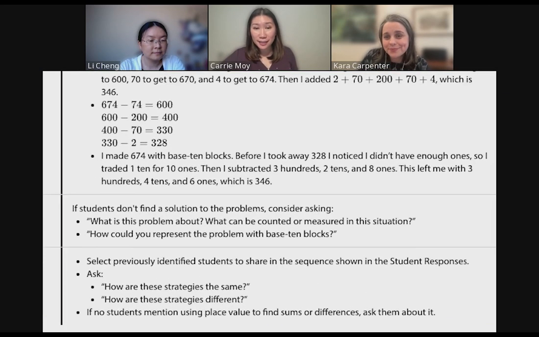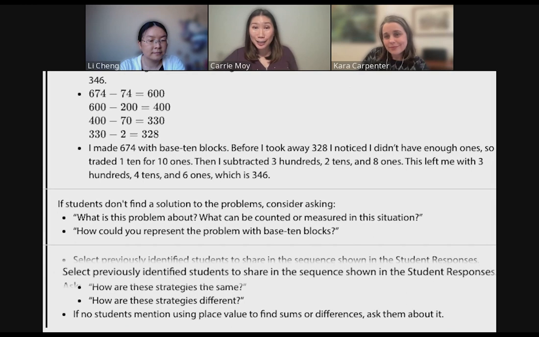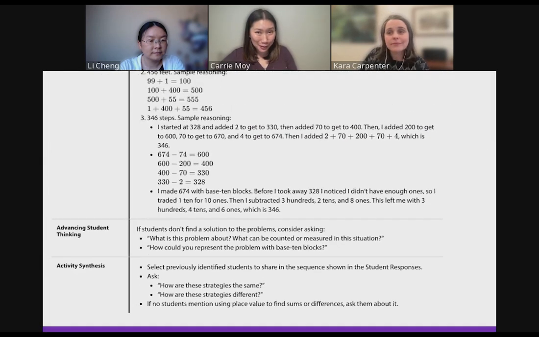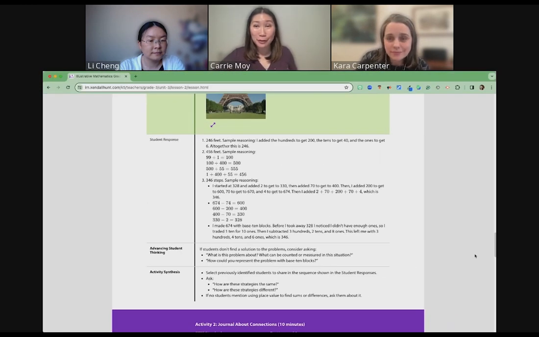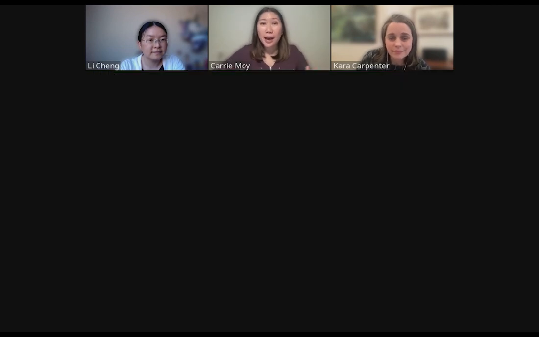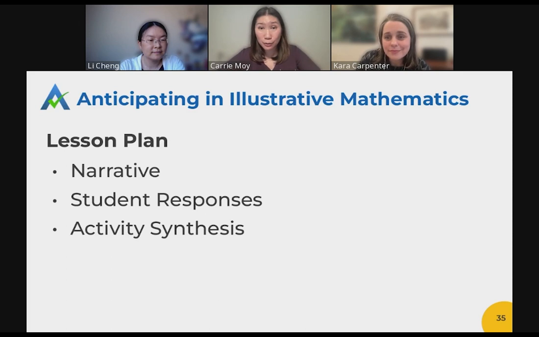And then the activity synthesis provides you exactly how you might want to select responses and sequence them for your discussion. So that really helps you anticipate what you need to do in your lesson to have a 5 practices conversation.